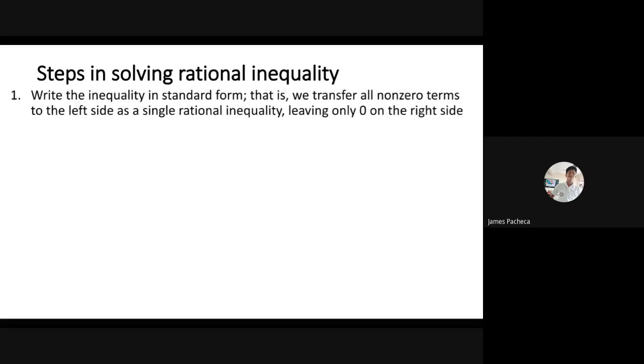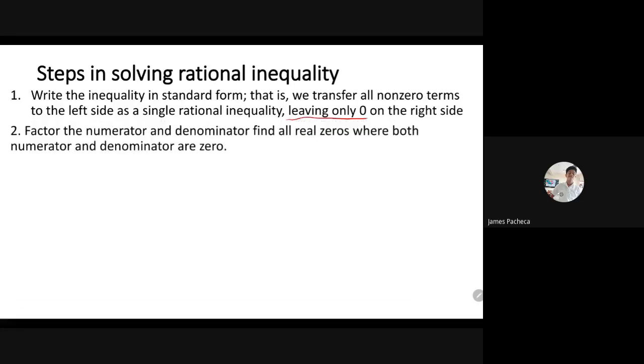So, we have now, write the inequality in standard form. That is, we transfer all non-zero terms to the left side. Yun ang ginawa natin kanina. Ginawa natin zero yung right side. Lahat ng expressions na nasa right side, i-transpose natin sa left side, leaving only zero on the right side. We have to stress out this one.